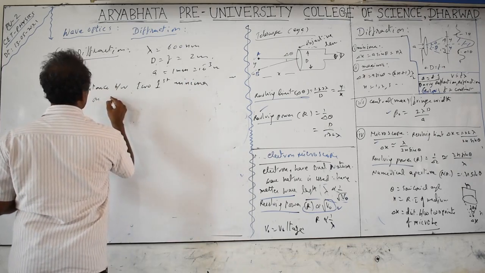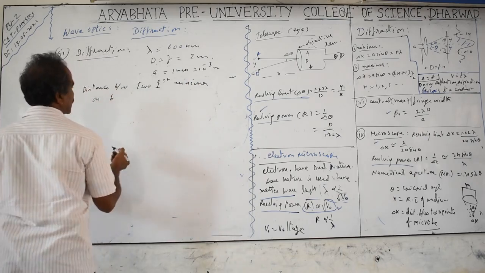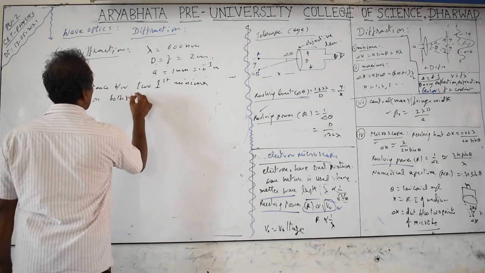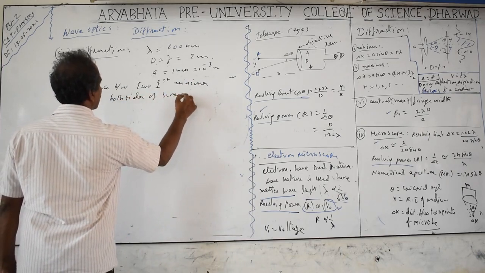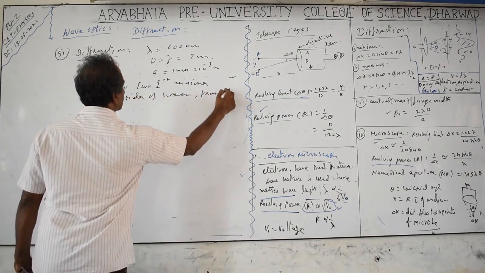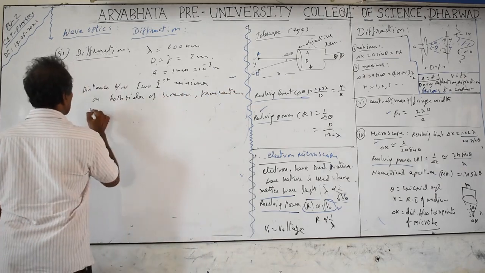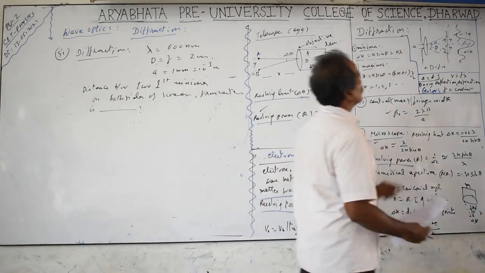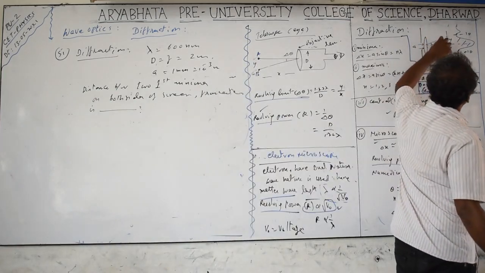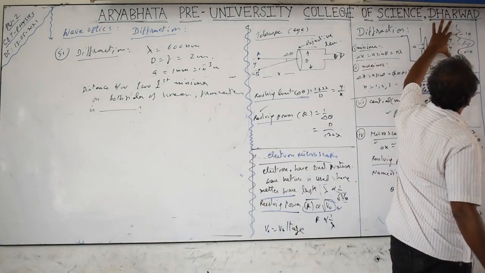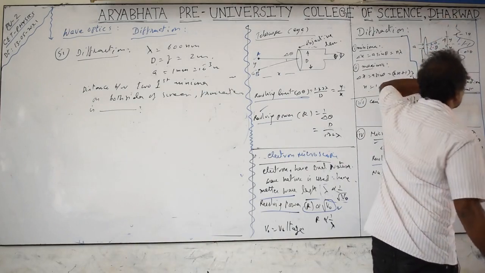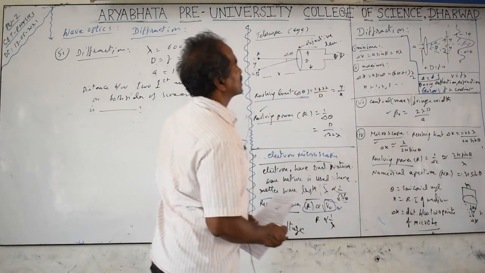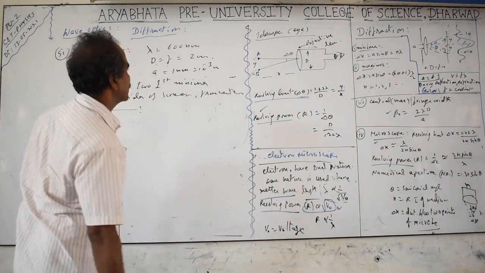On either side of the screen, measured from the center, you have to find out the distance from the center to the first minima, and on the other side also center to first minima. The total separation, the distance between the two first minima on either side from center, is nothing but equal to the central fringe width.